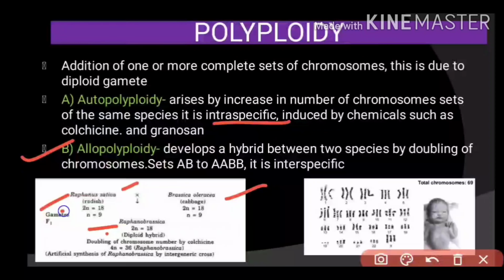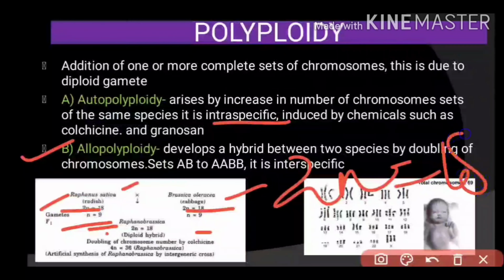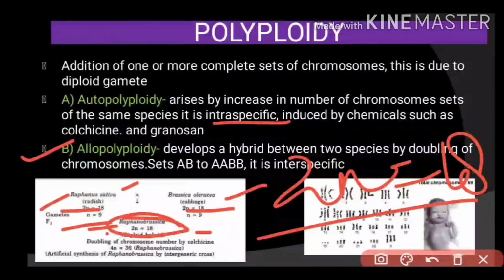So these are 2 different species. Radish has 18 chromosomes, Brassica also has 18 chromosomes. Their gametes have 9 chromosomes. If they fuse, we get a species having 18 chromosomes, diploid. But this species, Raphanobrassica, cannot breed, because at the time of meiosis the chromosomes cannot form synapsis, they cannot come closer, because they are of 2 different species. So here colchicine is added.